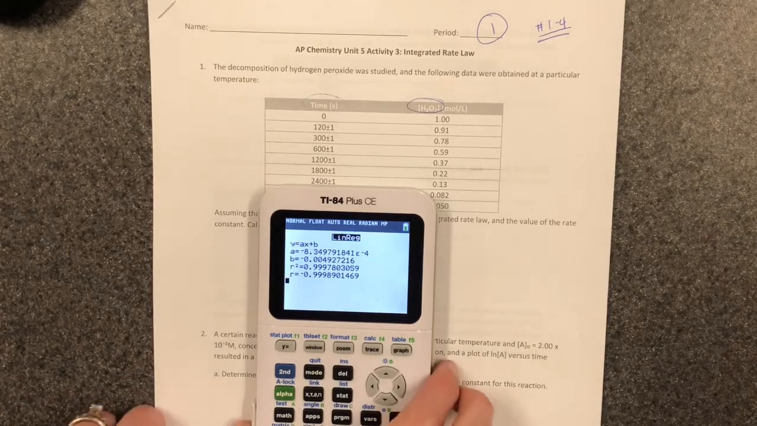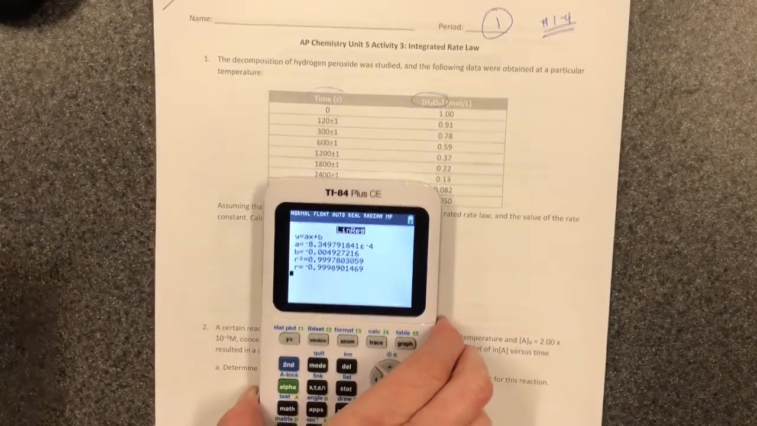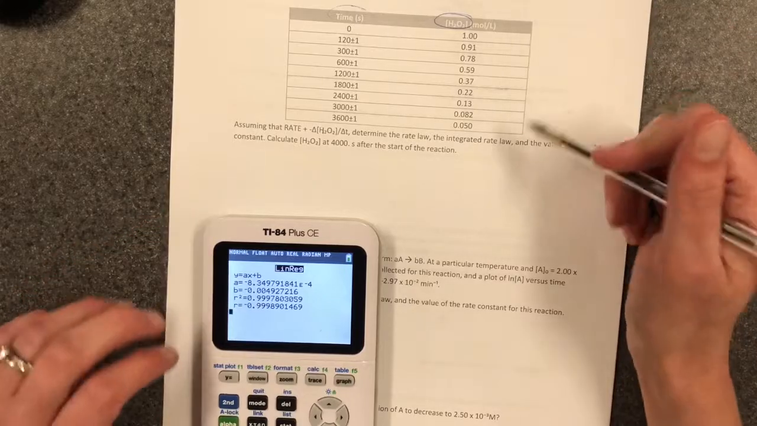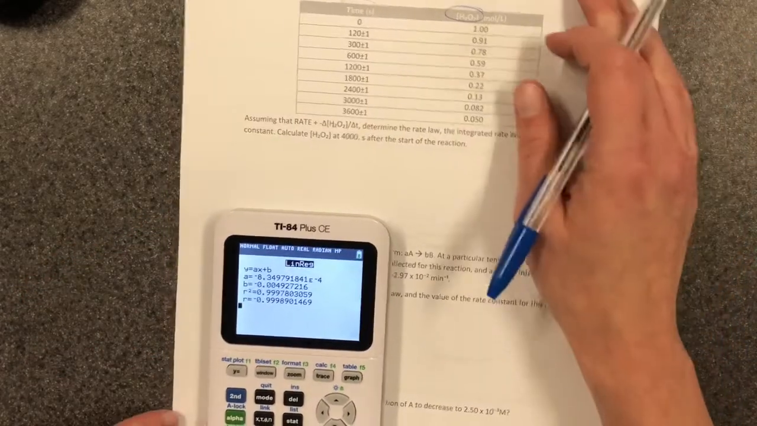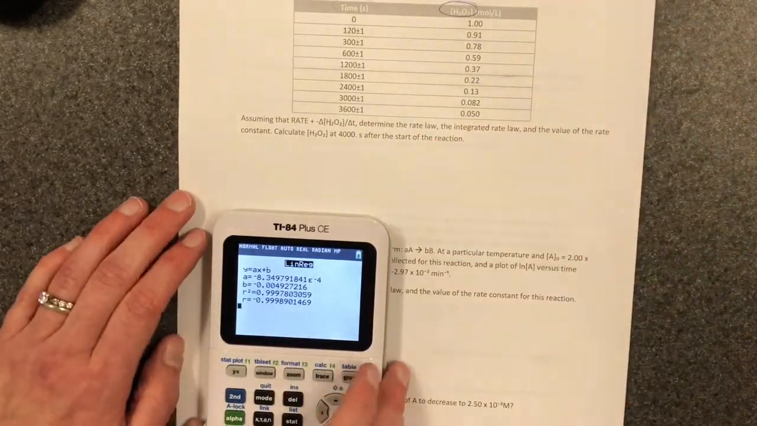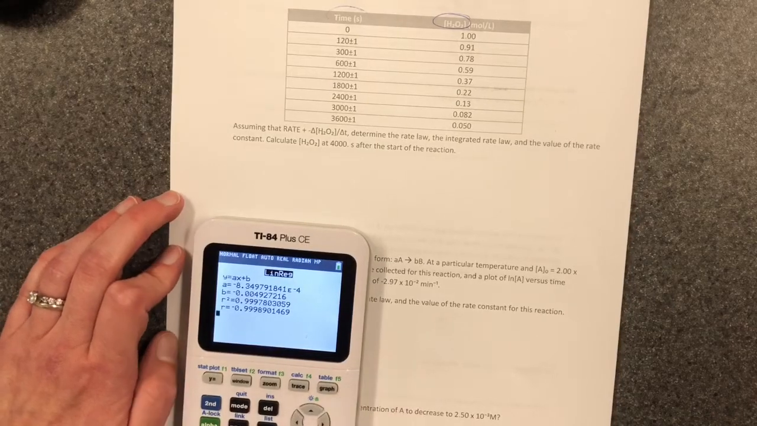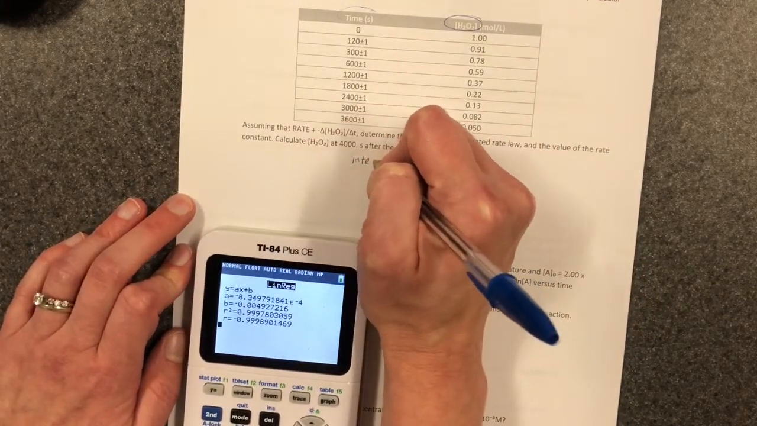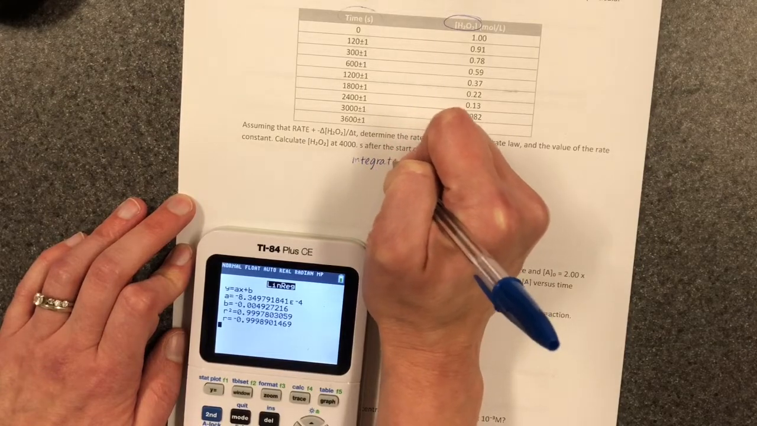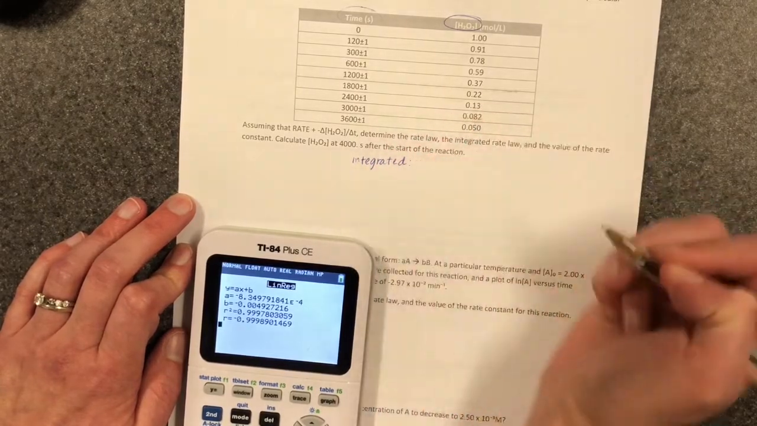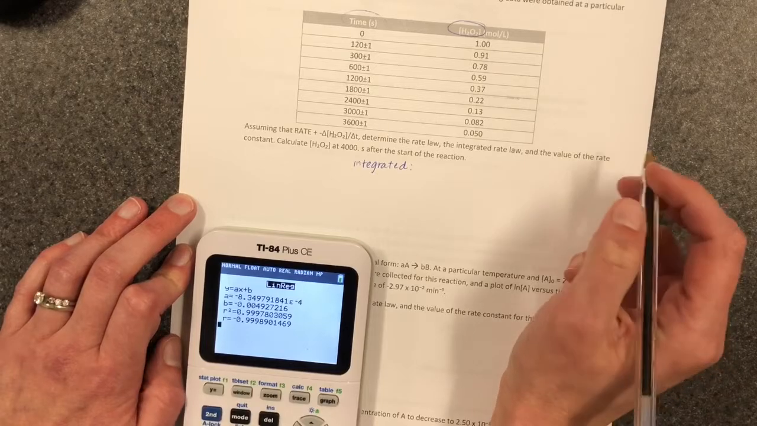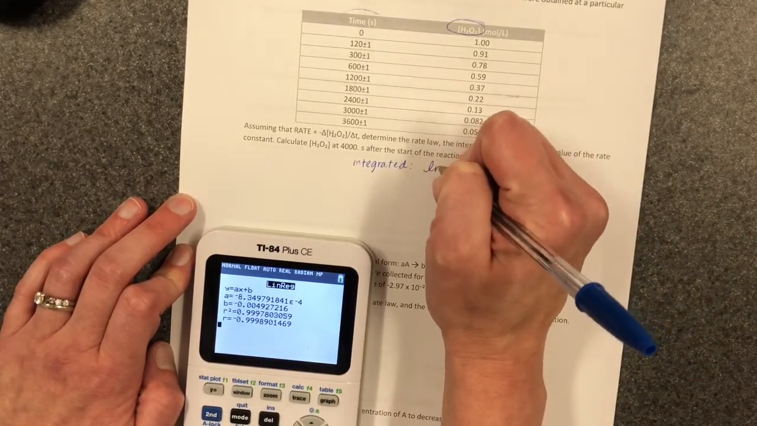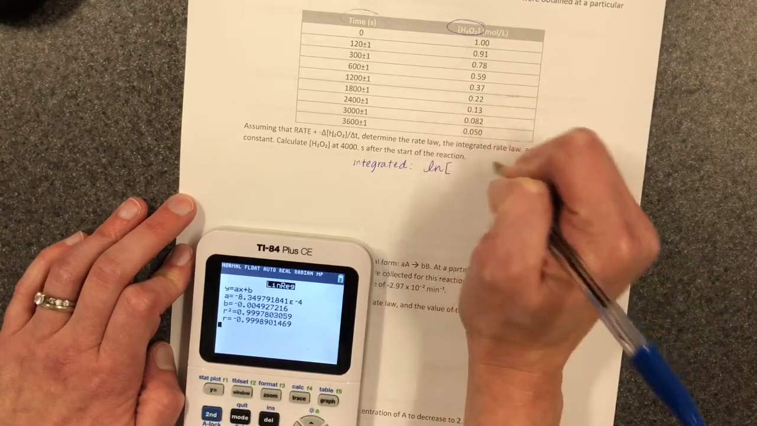Okay, so this is first order. So what I'm going to go ahead and do is the integrated part of the rate law. Since I already have my slope and my y-intercept here, I'm going to go ahead and do the integrated rate law. So my integrated rate law is going to look like the equation for a line. Since it was the natural log that was linear, that's what I plotted.